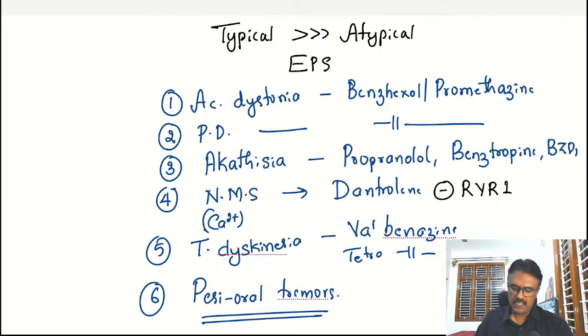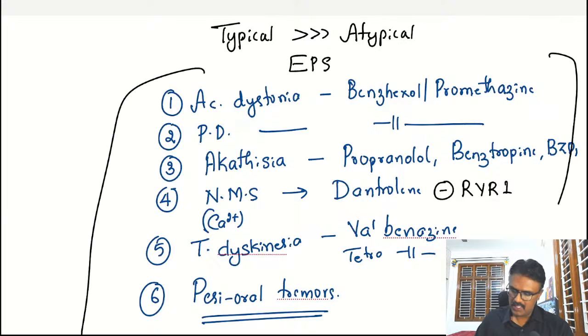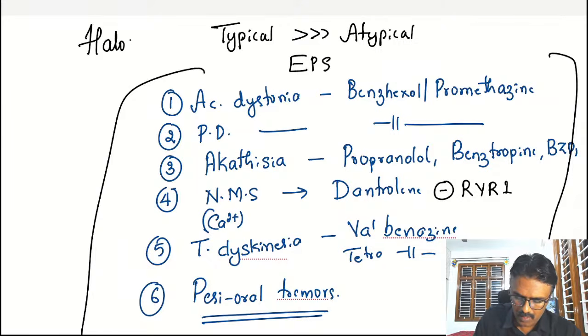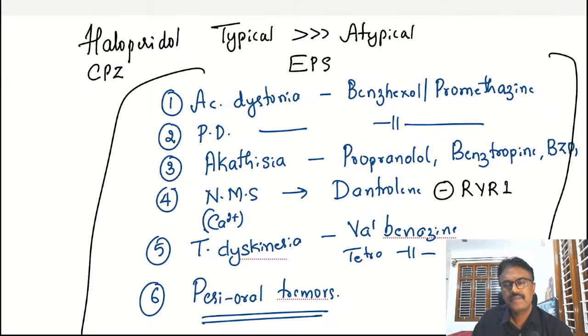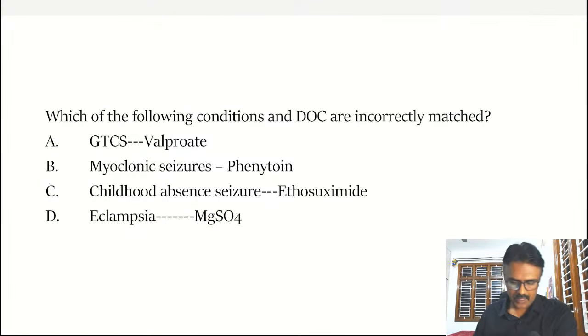So you check any exam, you will see these extrapyramidal symptoms by typical antipsychotics repeatedly. So tell me one typical antipsychotic. Yes, the name is haloperidol, or the drug called chlorpromazine. They can cause this. Atypicals will also cause it, but lesser. So never miss this table. Okay. Yes. Next, move on to the next question.